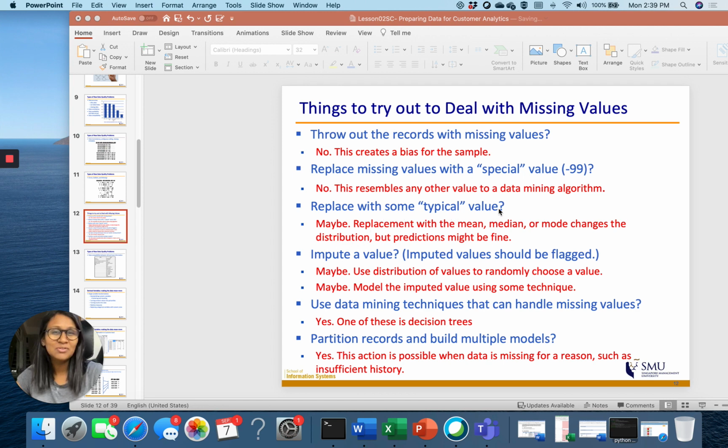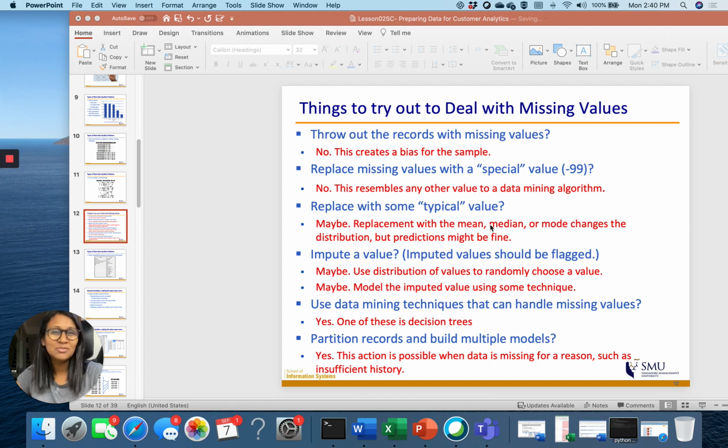Then replacing the missing with typical values is something which you could do in a lot of situations. If you don't have a very special reason to come up with a better technique, you can use this way of replacing the missing values with the mean or the median. And there are many tools which suggest that as well. There are some other things which you could do as well, like you could come up with the distribution of the particular column, and then randomly choose a value, or you could come up with a machine learning model that could suggest a better imputation.